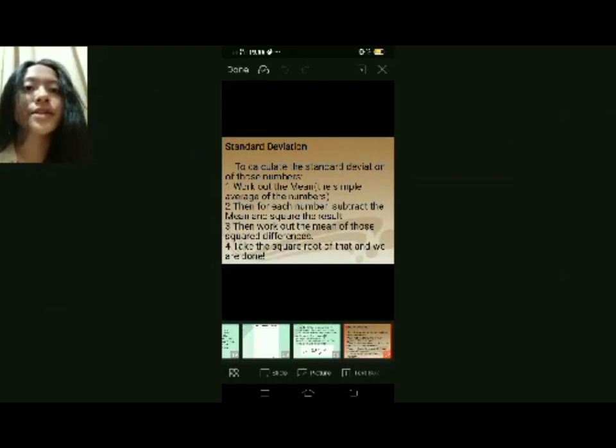So, let's proceed to the standard deviation. Standard deviation is to calculate the standard deviation of those numbers, no? So, kani siya mga step kung saan pag-calculate sa standard deviation. So, first is work out the mean, or the simple average of the numbers. Second, for each number, subtract the mean and square the result. Third, work out the mean of those squared differences. Fourth, take the square root of that and we are done.